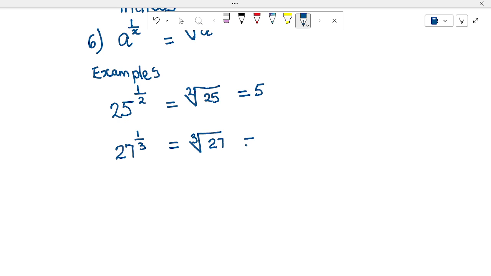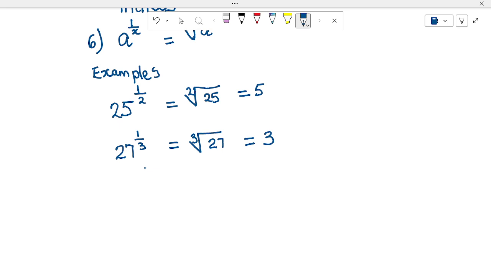And who can tell me what the cube root of 27 is? That means what can you multiply 3 times to give you 27? The answer is 3. 3 times 3 gives you 9. 9 times 3 gives you 27. So the cube root of 27 is 3. Good.